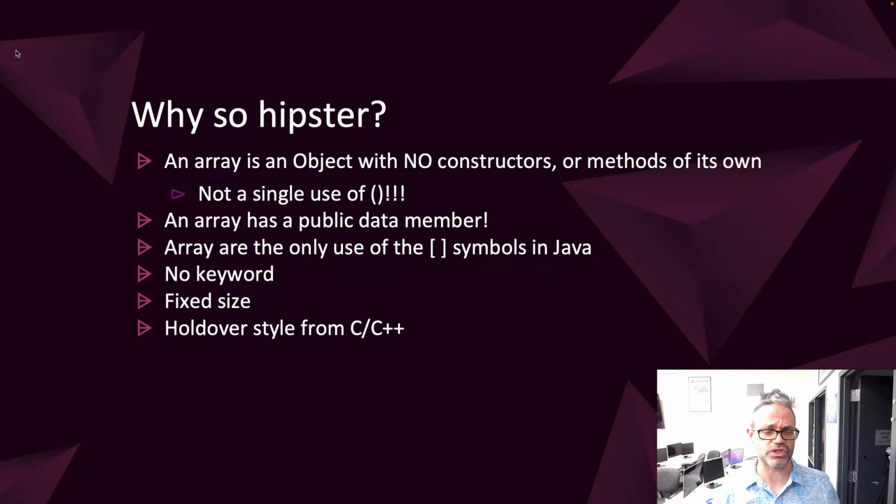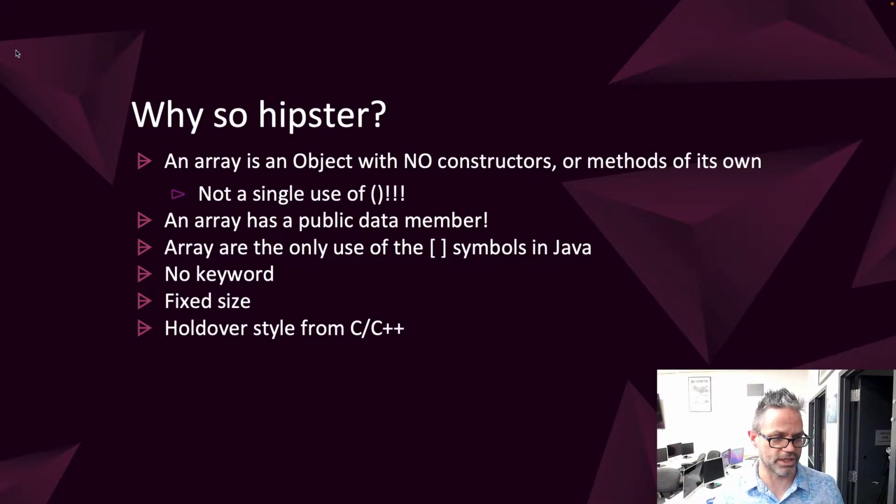It's also the only use of the square brackets in Java. Other languages use square brackets all over the place, whether it's for assigning parameters. If we're talking Objective-C, the entire thing is based on square brackets. But in Java, arrays are the only place we use square brackets. There's also no keyword. The closest thing to a keyword is the square brackets themselves.